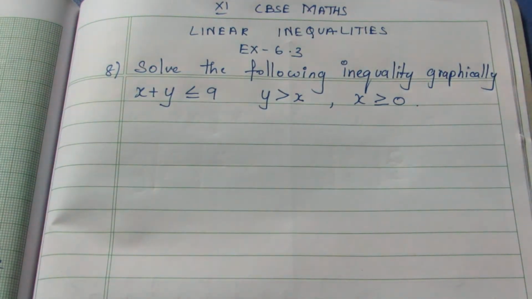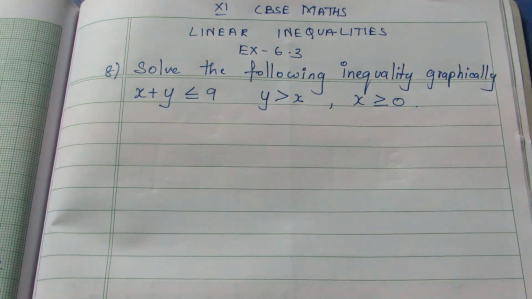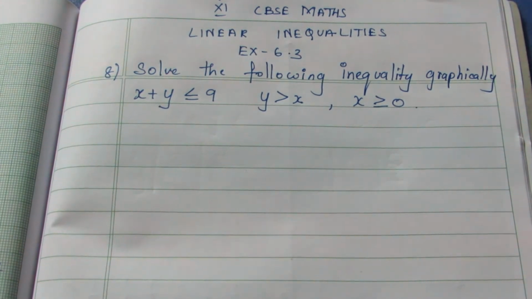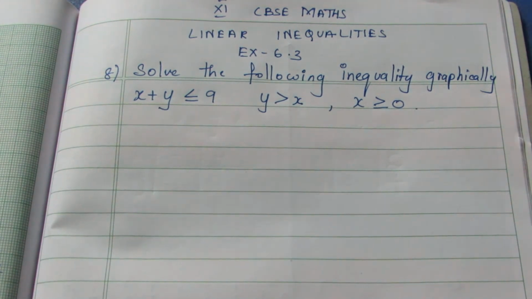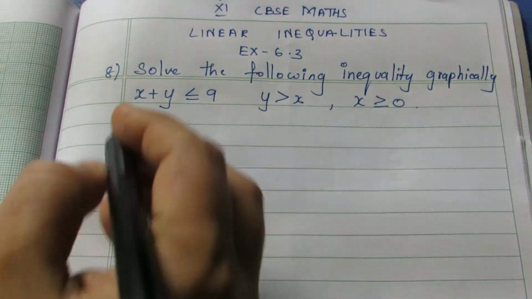Today we are going to see 11 CBSE Maths Linear Inequalities exercise 6.3 question number 8. Let's see the question. Solve the following inequalities graphically. So we are going to solve it by graph. Here the given question is x plus y is less than or equal to 9. So x plus y is less than or equal to 9 is your first inequality. Here the second one is y is greater than x. Then the other one is x is greater than or equal to 0. Now let's plot the graph.